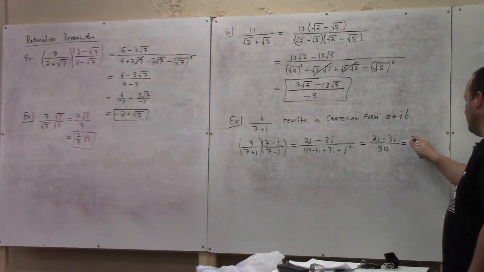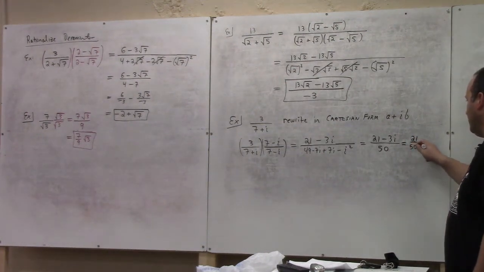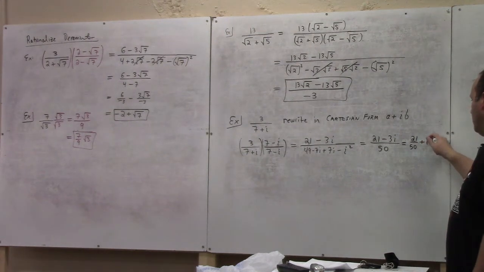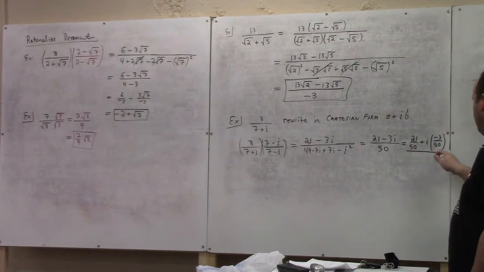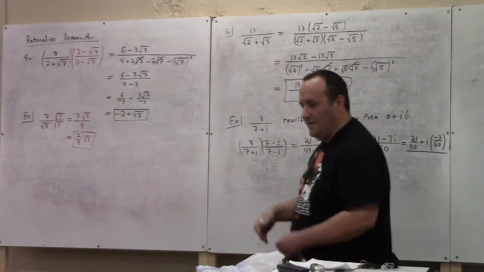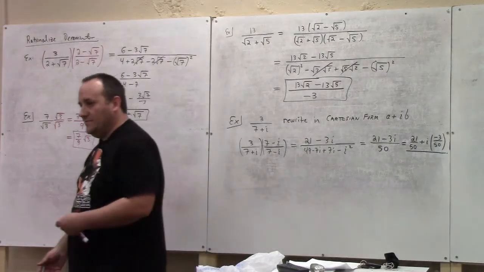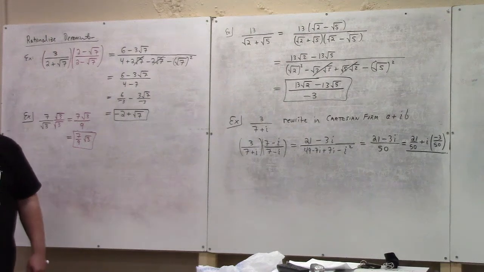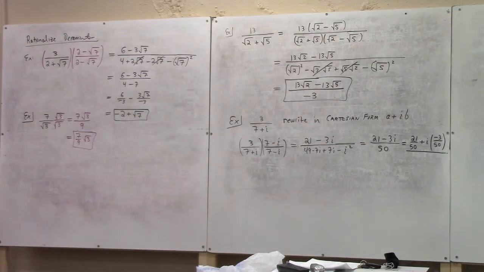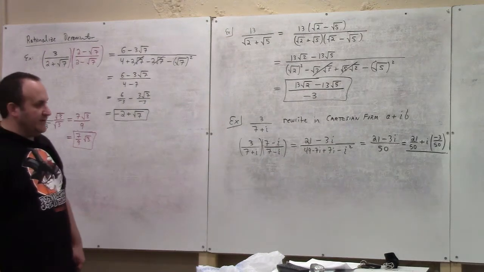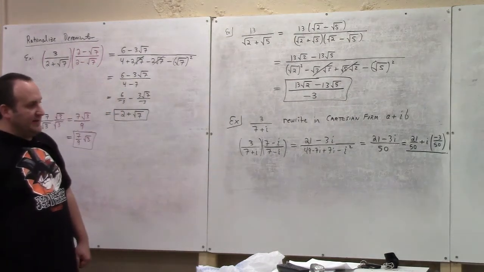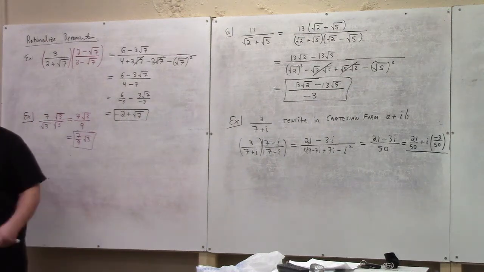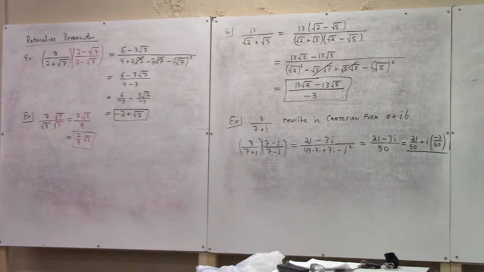And so one more step, that's 21 over 50 plus i times minus 3 over 50. So sometimes when I ask the question, I'd say find values for a and b which put the complex number in Cartesian form. If I ask the question that way, then the answer would be a equals 21 over 50 and b is equal to minus 3 over 50. Those are the so-called real and imaginary parts of the complex number 3 over 7 plus i. So.